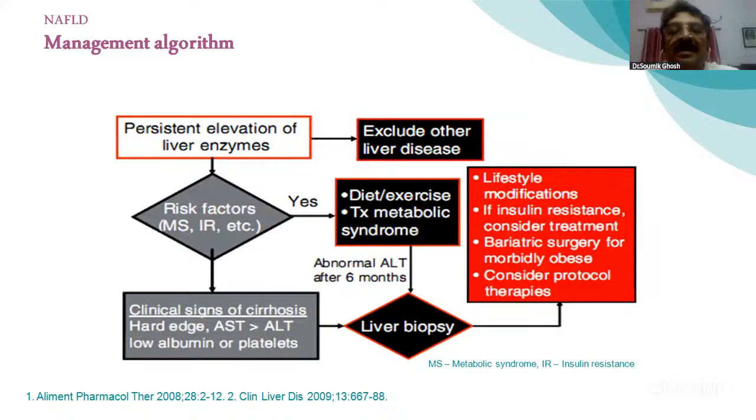Sorry, my slides suddenly stopped. But for discussion, there are some other agents coming to the market, like semaglutide and oral hypoglycemics, and other agents like thyroid hormone receptor agonists. But still, in the treatment of non-alcoholic fatty liver disease, you should go first for lifestyle modification, go for the treatment of the comorbidities, then think of pharmacotherapy.